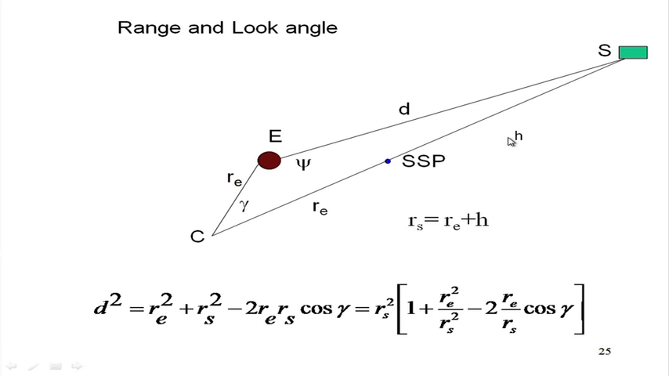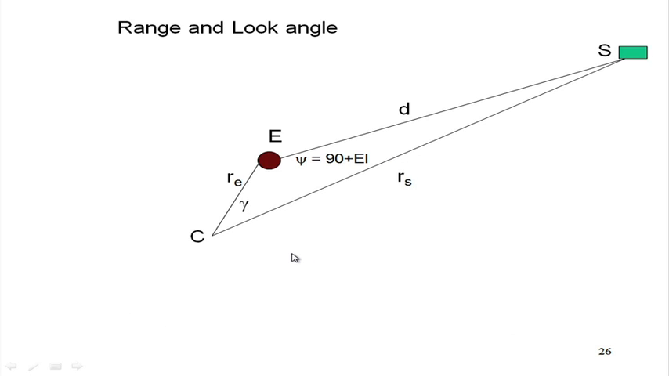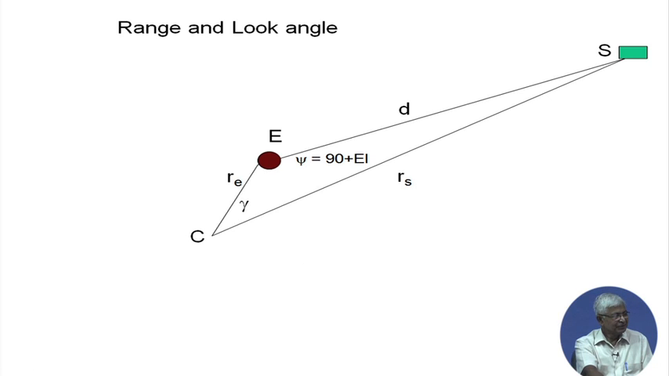From there we can find out the distance from the center of the earth to the satellite, that is r s. So, to find out d, I need r e and r s, and also we need to know the angle gamma, right. Okay. Let us look at it. How do we find out the elevation? One uncertainty still remains: how to find out the gamma.